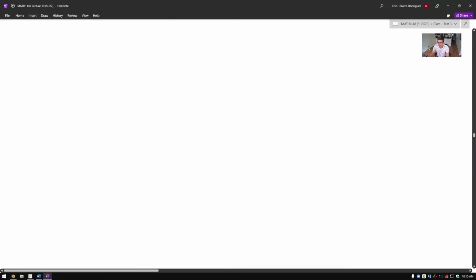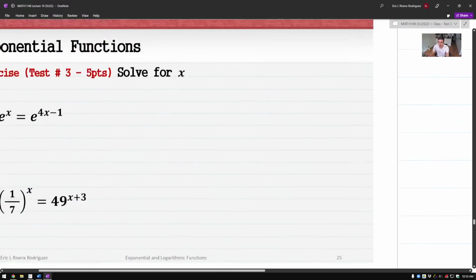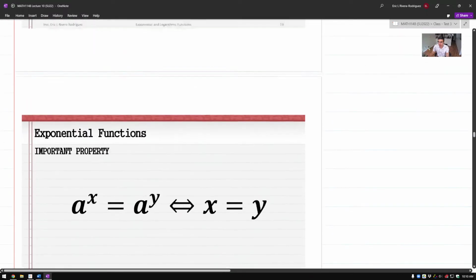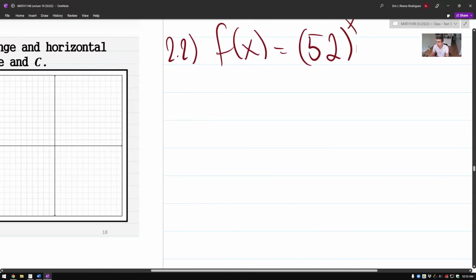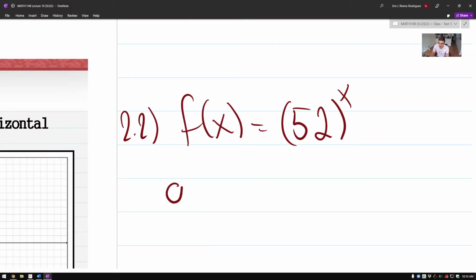Let's see another example, so you can tell me the value of C and the value of A. F of x equals 5 raised to the power of x. Can you tell me now the value of C and A? C is 0. If C is 0, then the entire function is 0, and then A is 2.